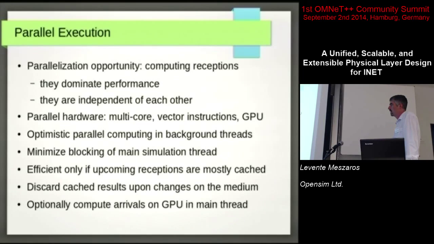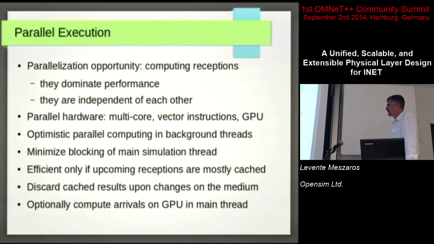For the GPU case, one very simple case is to compute the arrivals. So when a transmission happens, there can be like 1,000 receiver nodes, and the GPU has 500 processors to compute the distance, the square root, the propagation time and all that stuff. So it can be much faster than computing on the main CPU, depending on the number of radios and transmissions on the channel.